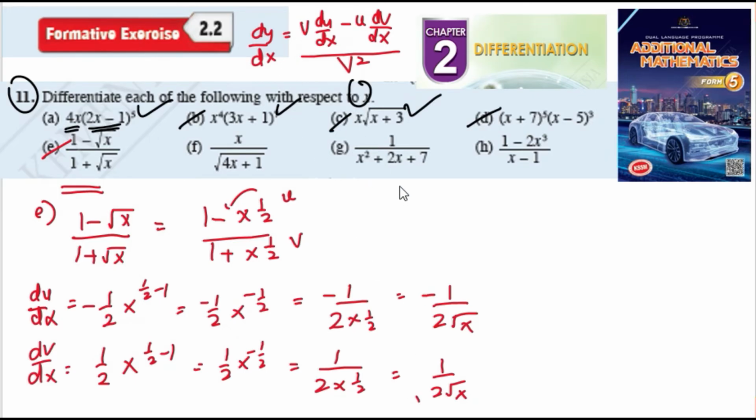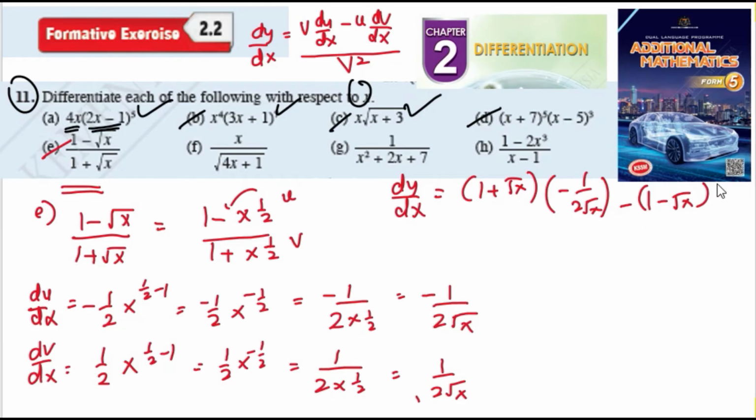So now we can substitute. So dy over dx is equal to v. V is this one, the below one, 1 plus root x, times du over dx, this one, negative 1 over 2 root x. Okay, minus u, which is 1 minus root x, times dv over dx, which is 1 over 2 root x. So divide by v squared. So v is here. So 1 plus root x squared.